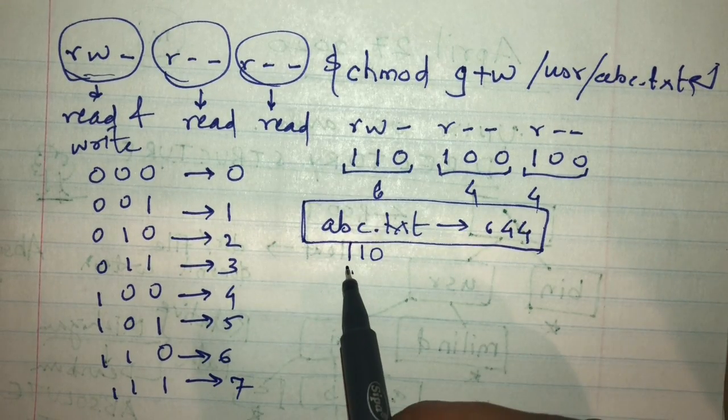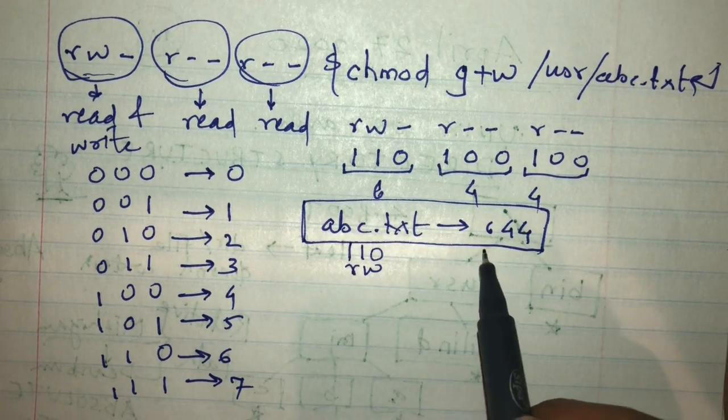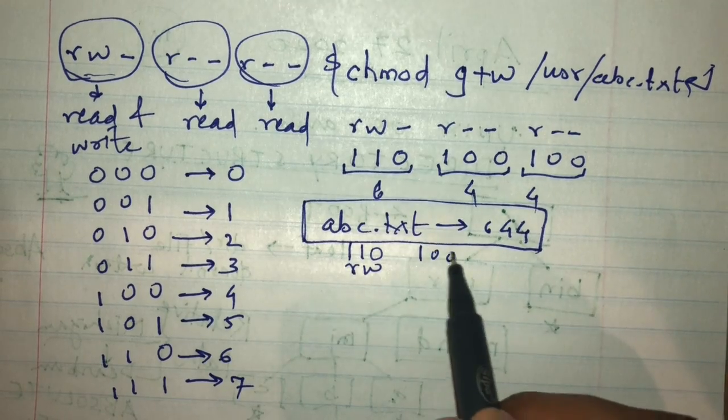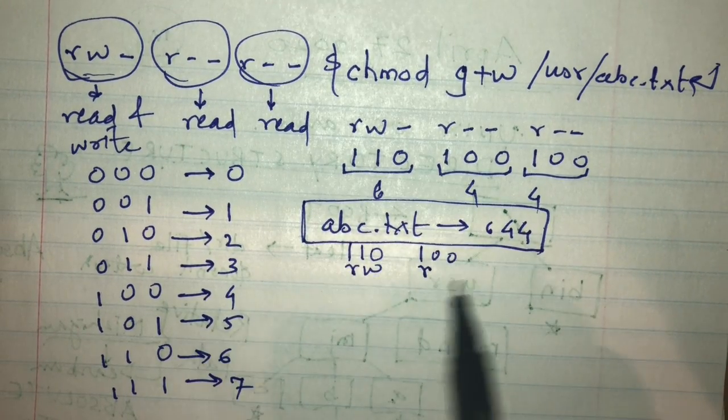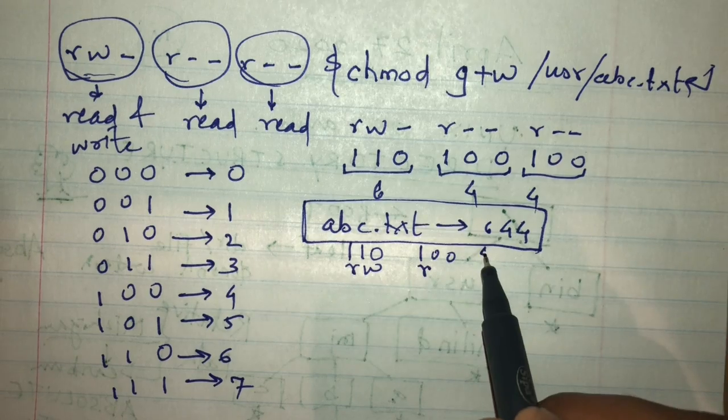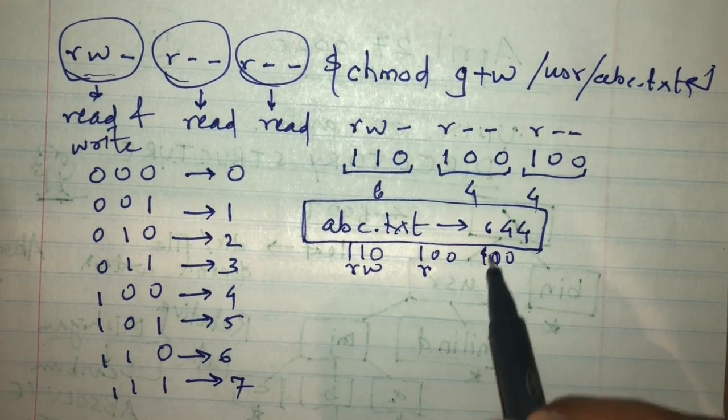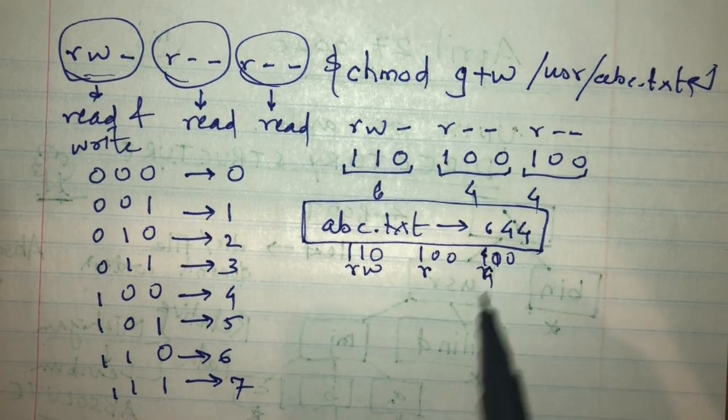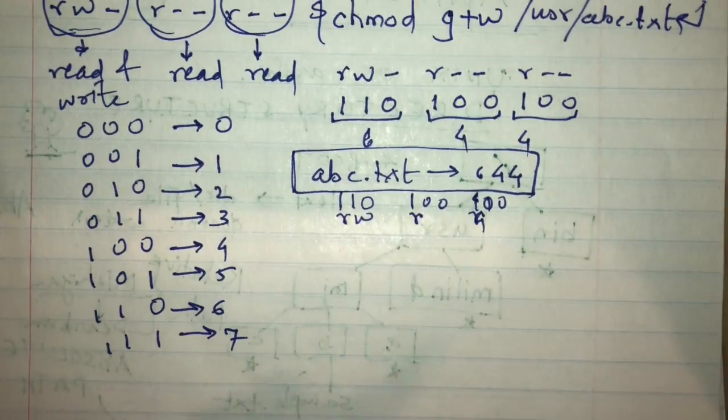110. That means the owner can read and write the file. 4 translates to 100. That means the group of the owner can only read the file. And same goes for the rest of the users in the operating system.